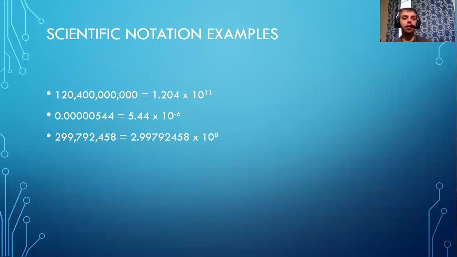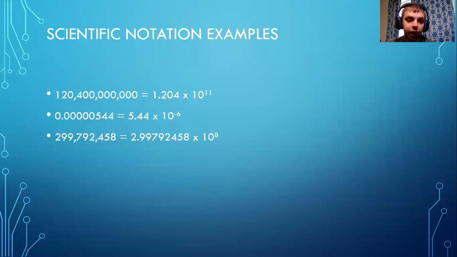So what is this? 120 billion, 400 million. That's 1.204 times 10 to the 11th. By writing it in this form, times 10 to the 11th, we save ourselves a lot of work, and we can very easily look at it and say, oh, that has an order of magnitude of 11.